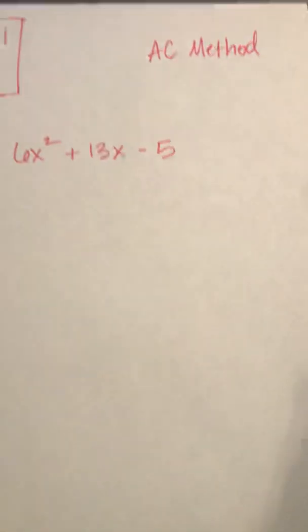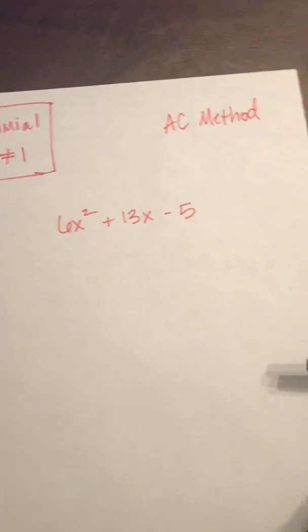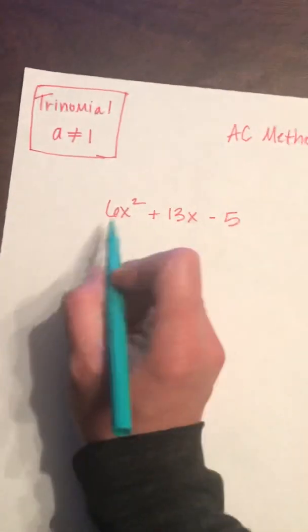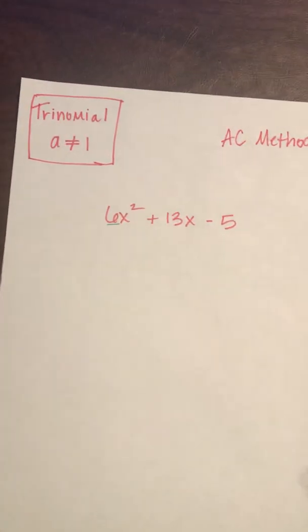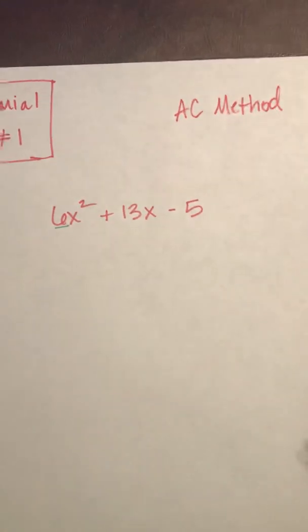All right, last but not least is another type of trinomial. We use something called the AC method, which basically just means we have a trinomial where this time there is a number in front of x squared, and it's not a 1 this time. So there's a couple ways you can do this.